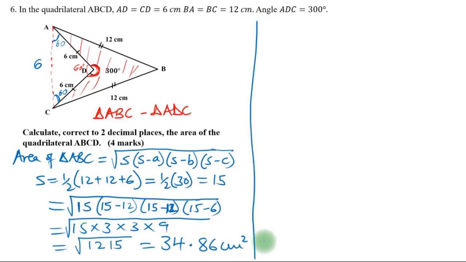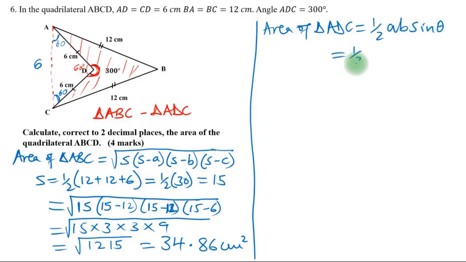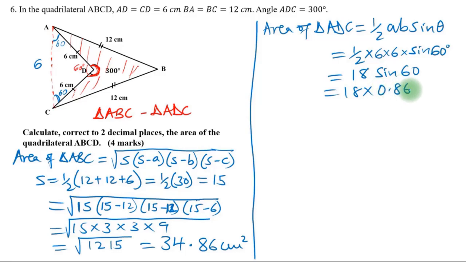Then the area of triangle ADC. In our case we shall use the formula half AB sine theta. So I have half times the sides 6 and 6, 6 times 6 times sine, the angle is 60 degrees. So this will be a half of 36, that is 18, times sine 60. Sine 60 is 0.8660. Therefore, if you multiply, you get 15.59 centimeters squared.